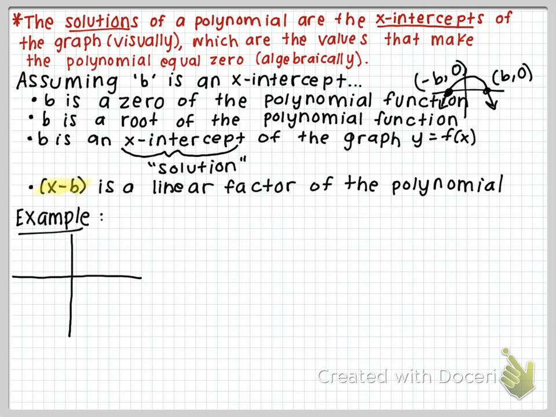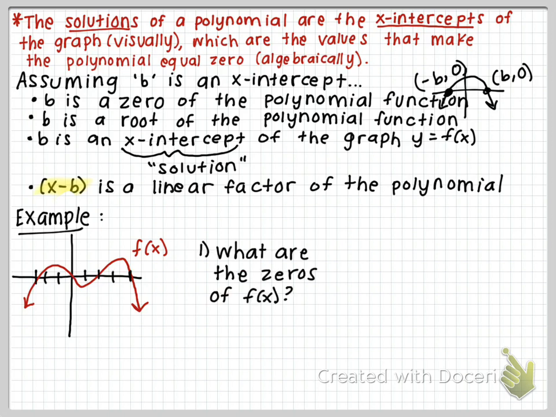So example. Let's look at this. We'll just call that crazy looking graph f of x. And the first question I have is, what are the zeros of f of x? Of that red function that you see there, what are the zeros? Well, all of these points: -3, 0, 2, and 4.